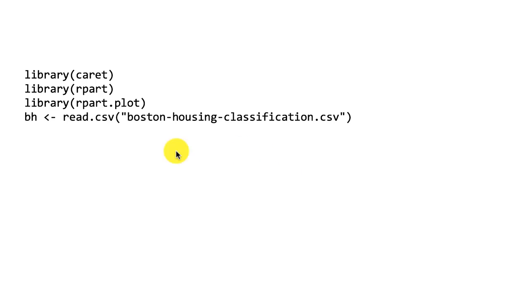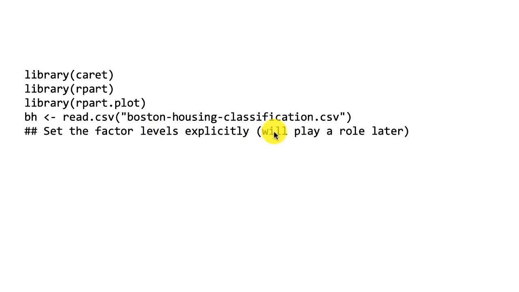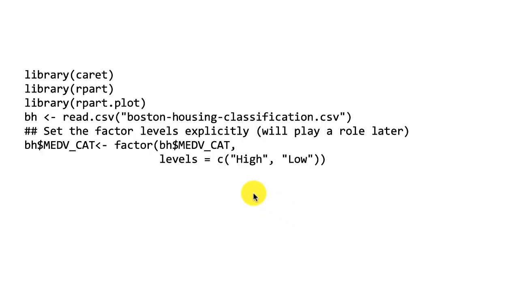We are using library caret, library rpart, library rpart.plot, all from before, and we're reading the data. But this time, because we are going to indicate the costs of the two types of errors, we need to explicitly set the factor levels of the target attribute. This is what we've been doing earlier, and I've just been ignoring it. The reason I was doing that is exactly for this purpose. MEDVCat is our target attribute, so I'm saying $MEDVCat is factor $MEDVCat, and I'm specifically saying the levels are high and low.